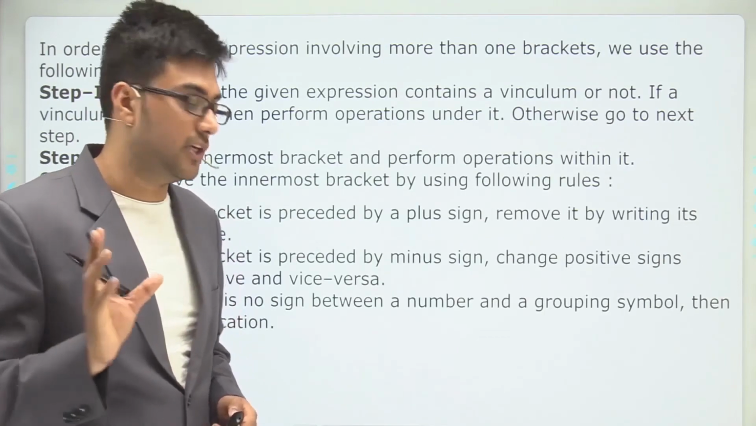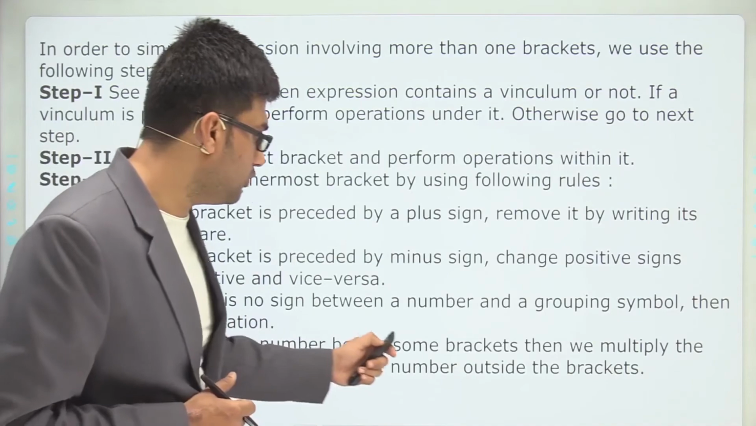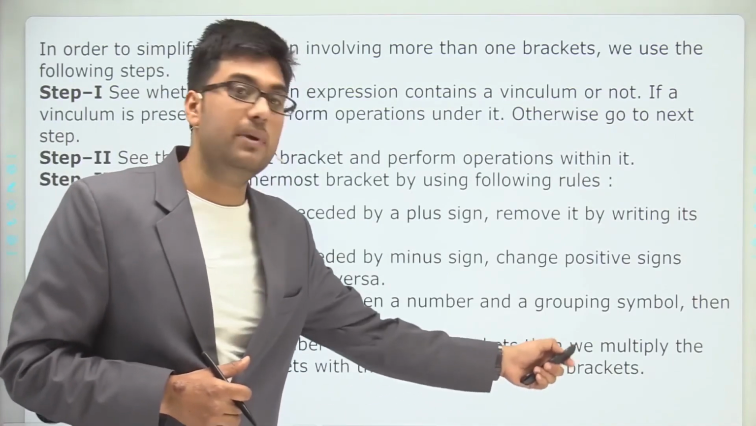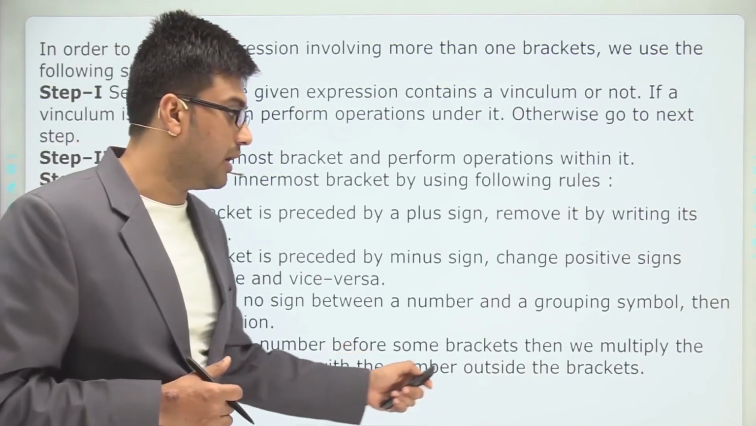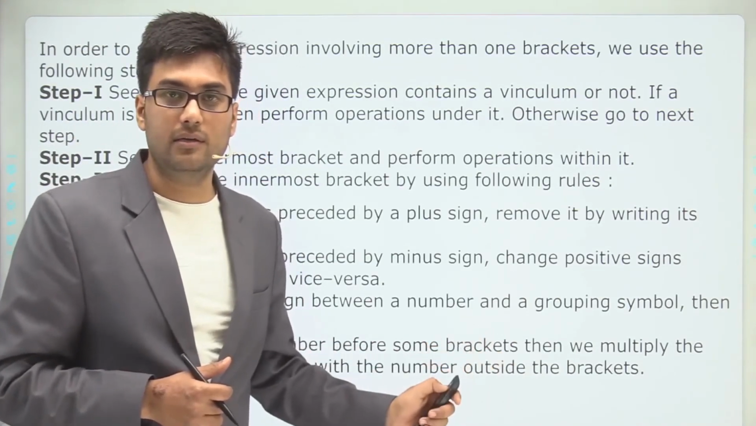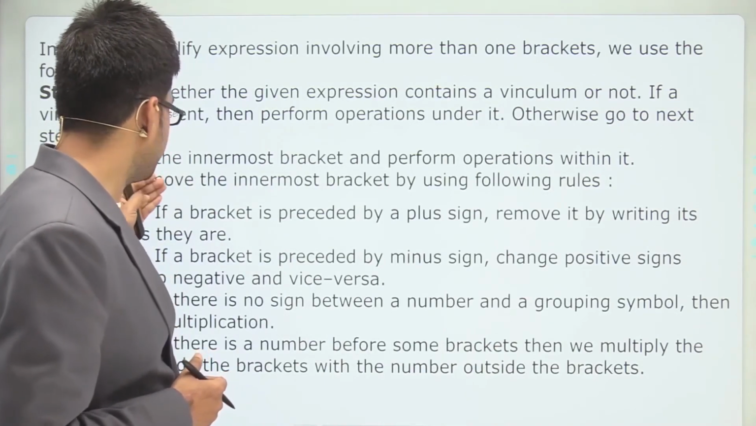It is a multiplication. Fourth is what? If there is a number before some bracket, then we multiply the number inside the bracket with the number outside the bracket. Clear? Now students, these are the rules for step 3.